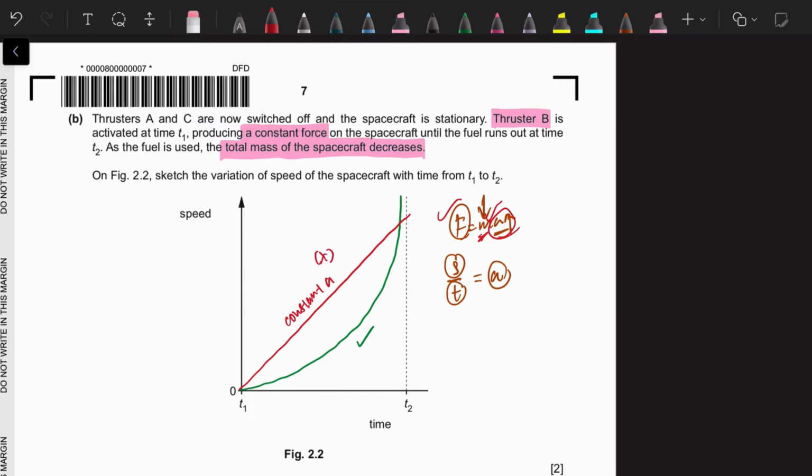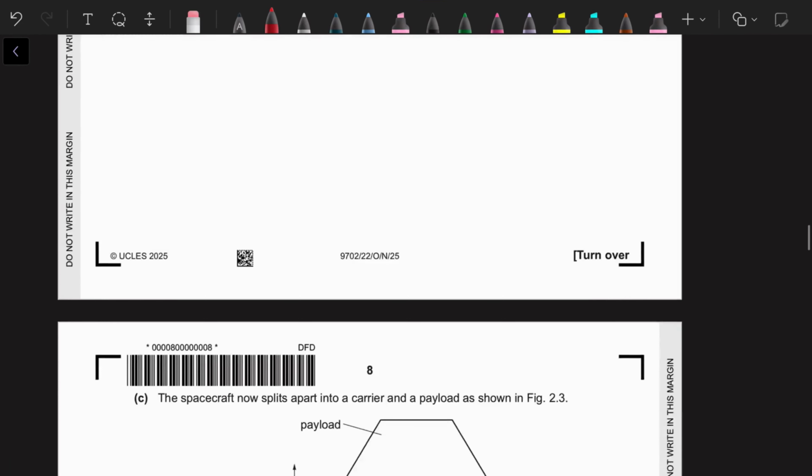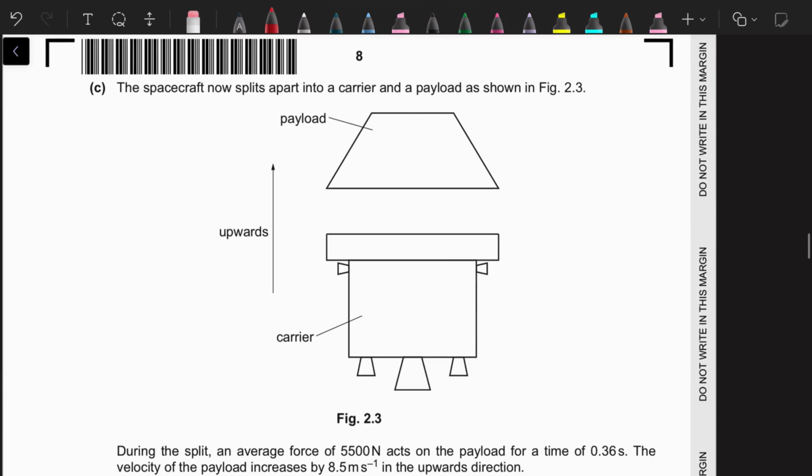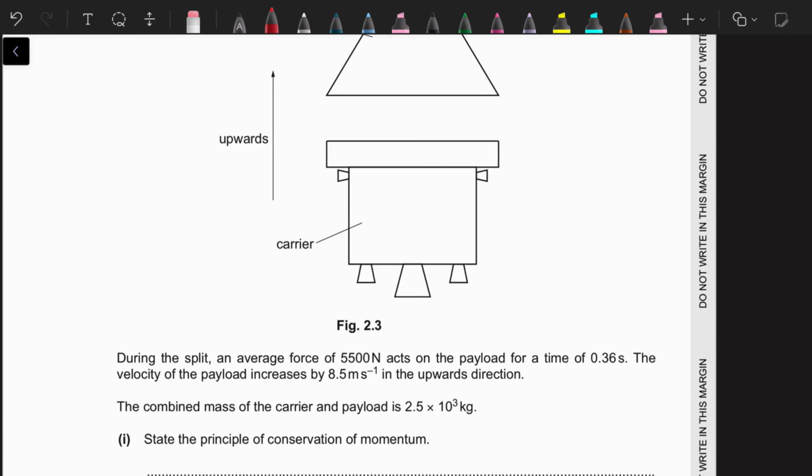Alright, okay, now we will move on to C. The spacecraft now splits apart into a carrier and a payload as shown in figure 2.3. During the split, an average force of 5,500 Newton acts on the payload for a time of 0.36 seconds. The velocity of the payload increases by 8.5 meters per second in the upwards direction. The combined mass of the carrier and the payload is 2.5 times 10 to the power of 3 kg.